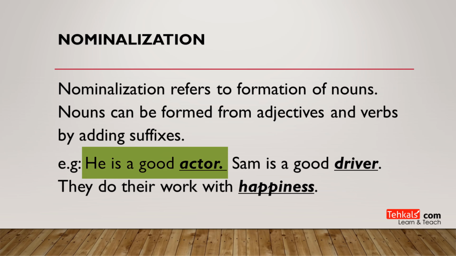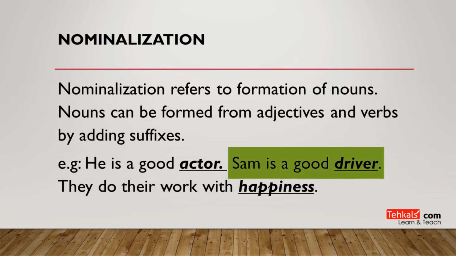For example, he's a good actor. So here in this sentence, actor is a noun, and this noun actor is derived from the verb act. Act is actually a verb, and you put a suffix or with this verb and it becomes the noun actor. Same is a good driver. In this sentence, driver is a noun, and this noun driver is actually derived from the verb drive. We put the suffix er with the verb drive and it becomes the noun driver.